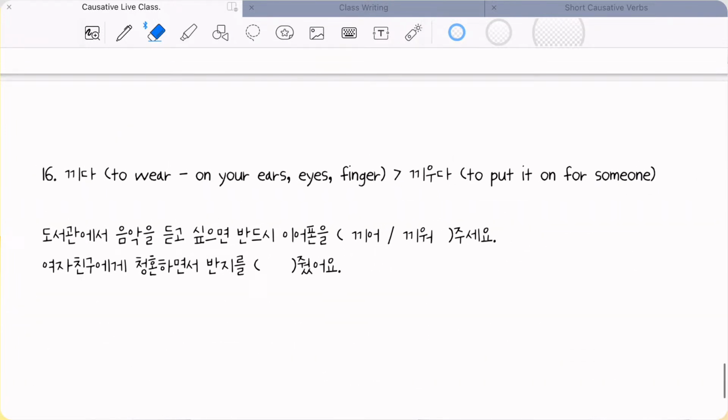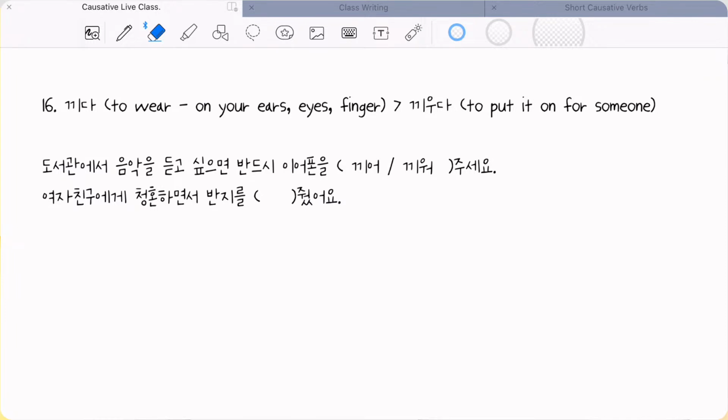그리고 this is the last verb that I brought, 끼다 and 끼우다. We learned 끼다, and I think we did that live class in June, right? 6월달에 한 것 같은데 we did a lesson on how to say wear and take off for each body part. And 끼다 means to wear, as in wearing something on your ears, or on your eyes like lenses or glasses, or on your finger like a ring. And 끼우다 would mean to put it on for someone, or to help someone put it on.